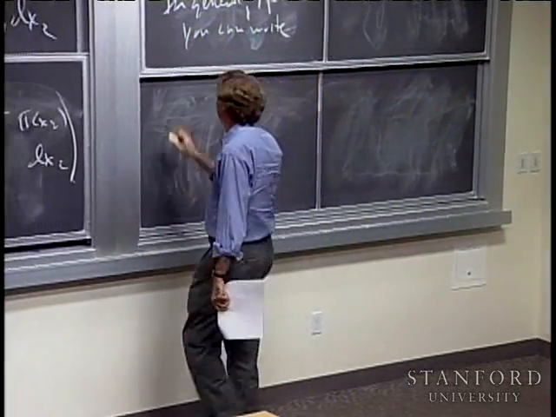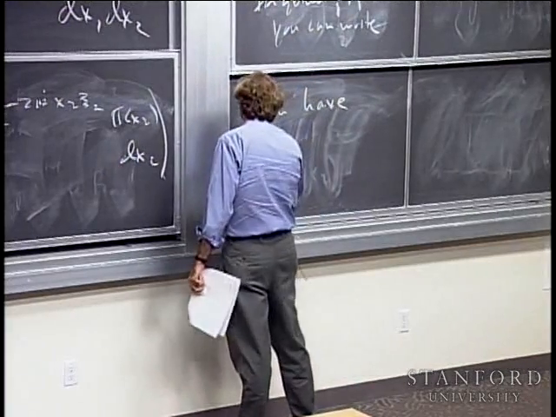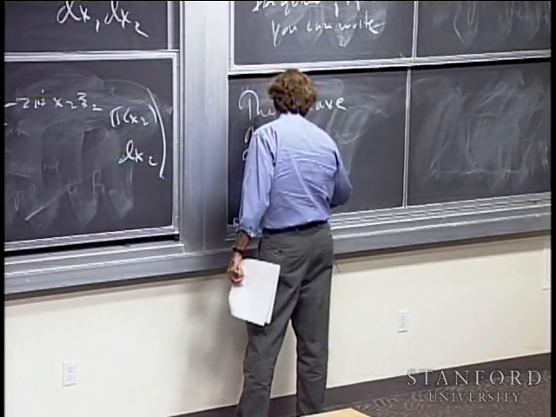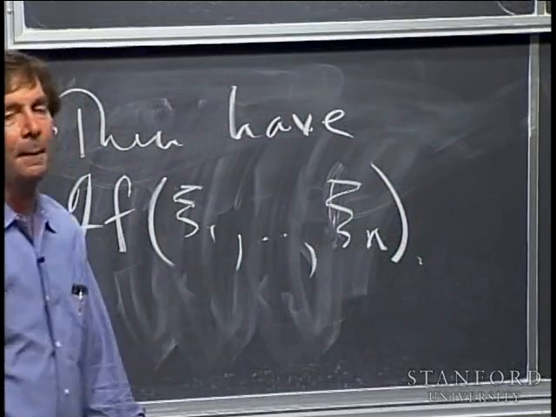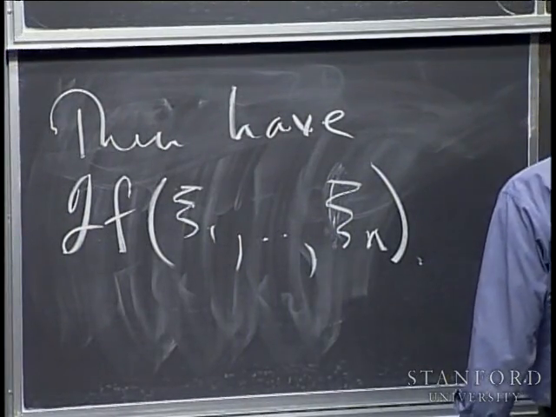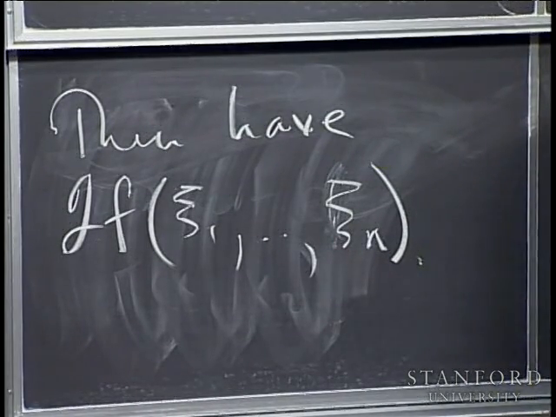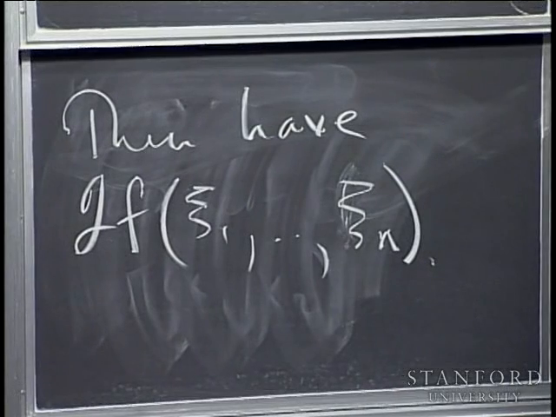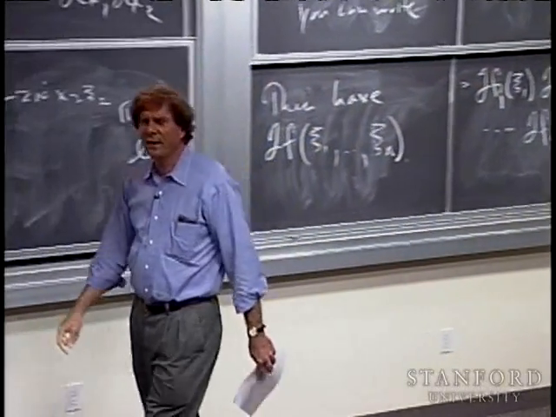So if you can do that, then you can write, and I won't derive this, the Fourier transform of the big function at the big frequency variable is the product of the Fourier transforms of the little functions at the single frequency variables: the Fourier transform of f1 at c1, the Fourier transform of f2 at c2, and so on up to cn. Okay? And there are various combinations of this.